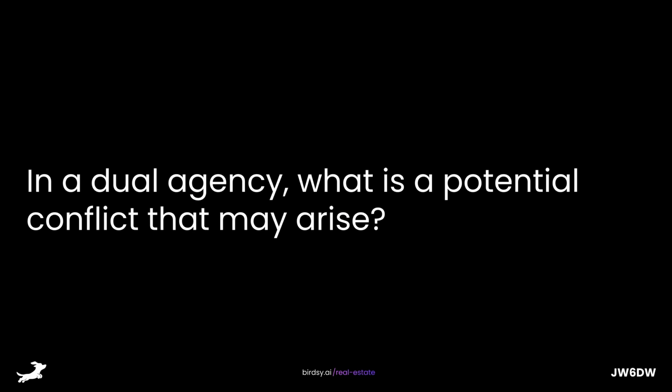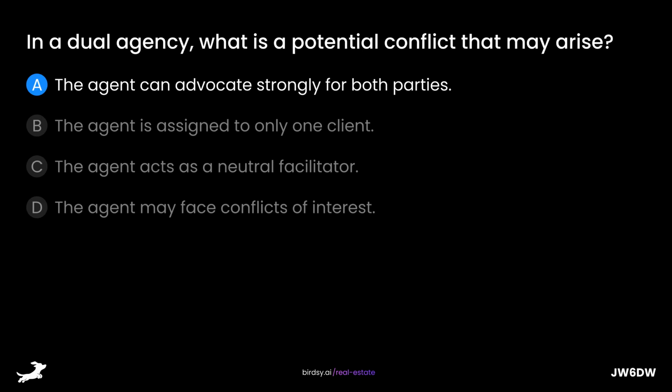In a dual agency, what is a potential conflict that may arise? Is it A. The agent can advocate strongly for both parties, B. The agent is assigned to only one client, C. The agent acts as a neutral facilitator, or D. The agent may face conflicts of interest? The answer is D. The agent may face conflicts of interest.